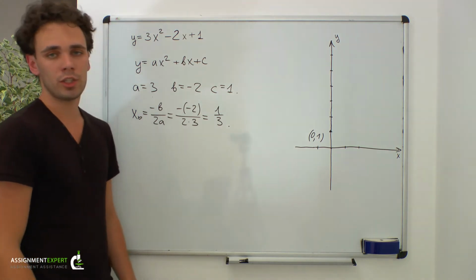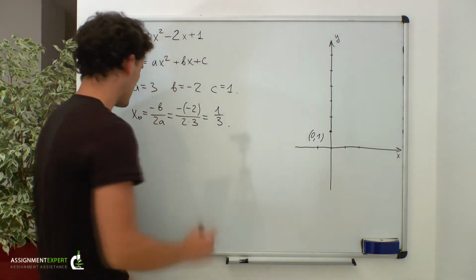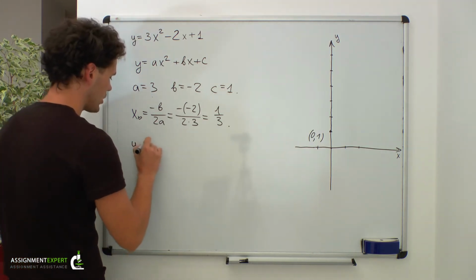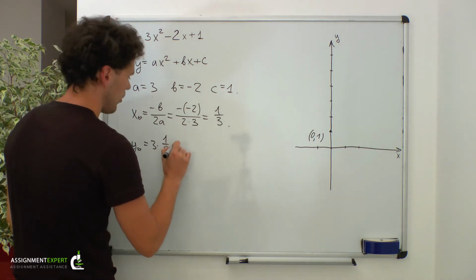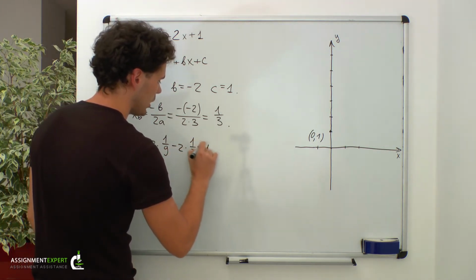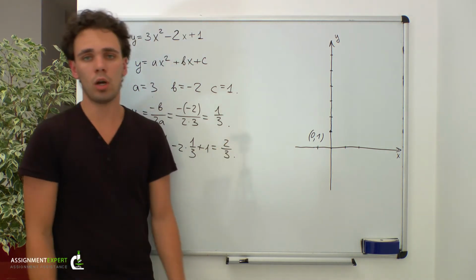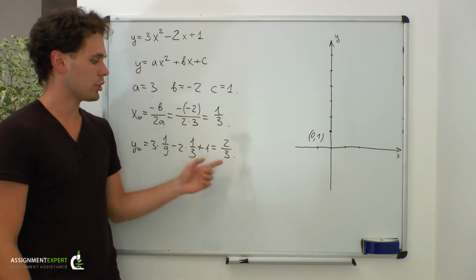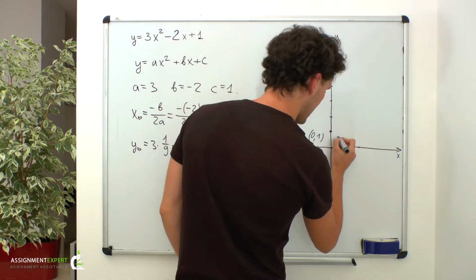To find the y-coordinate of the vertex, we need to insert x0 into our equation. So we obtain y0, which is equal to 3 times 1/9 minus 2 times 1/3 plus 1, and this is equal to 2/3. So our vertex is at the point (1/3, 2/3). Let's also mark it on our graph. It is right here.